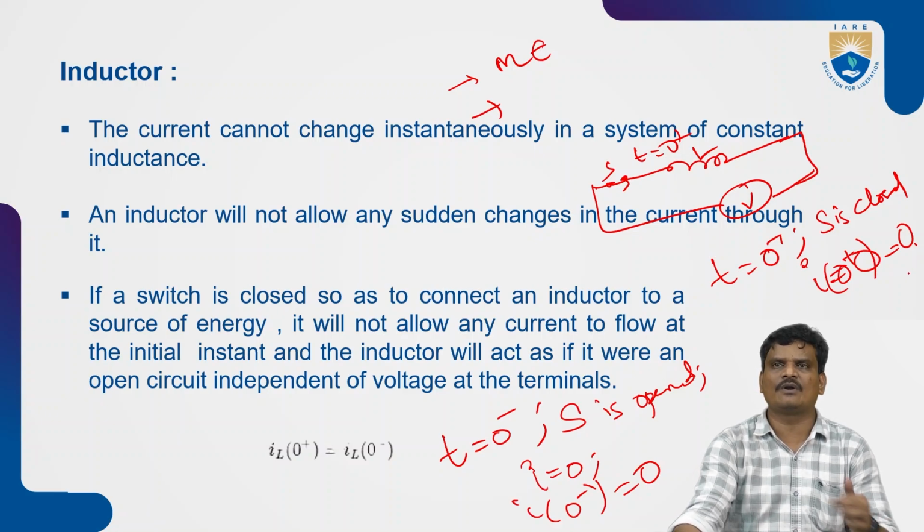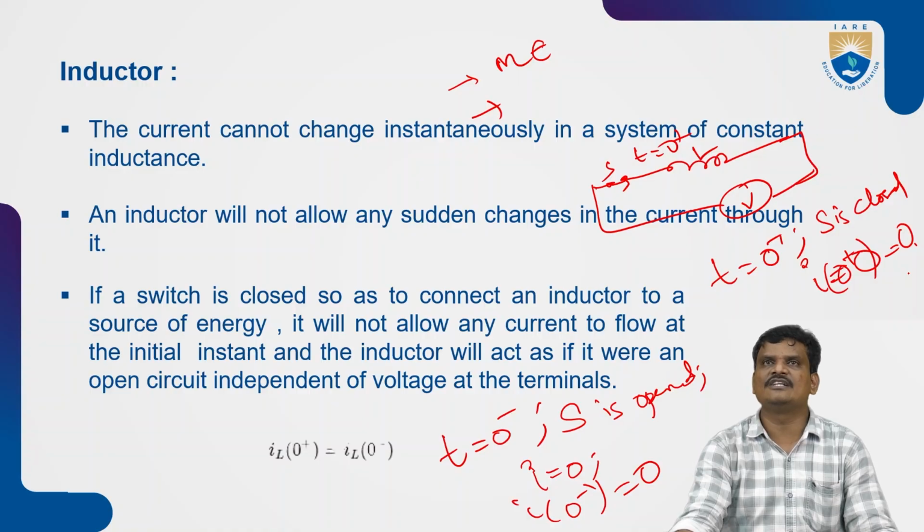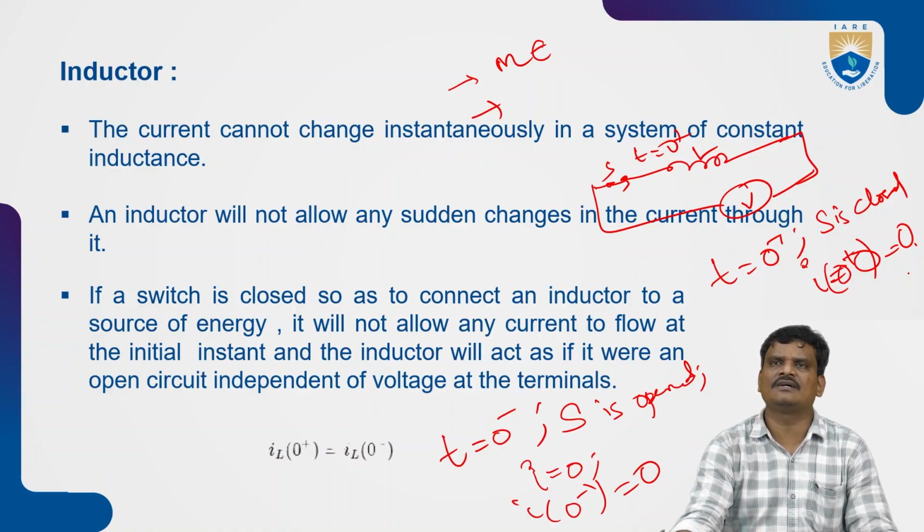That is because of the property of an inductor. So what is the property of an inductor? An inductor will oppose the sudden changes in the value of a current.